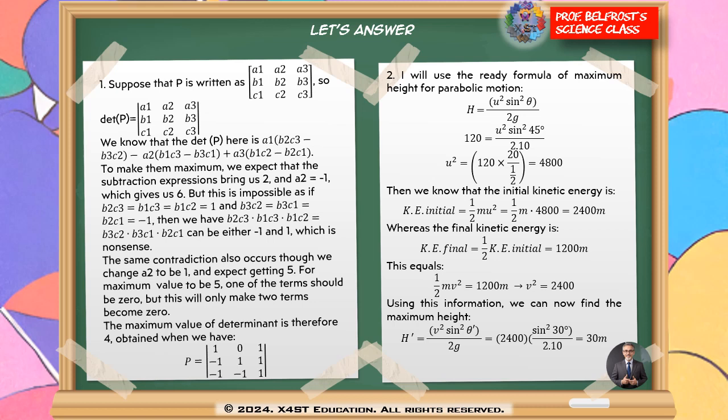So the rows are 1, 0, 1; -1, 1, 1; -1, -1, 1. Okay, so that's the first problem solution. And the second problem is about physics, about parabolic motion, and this is a very interesting one.